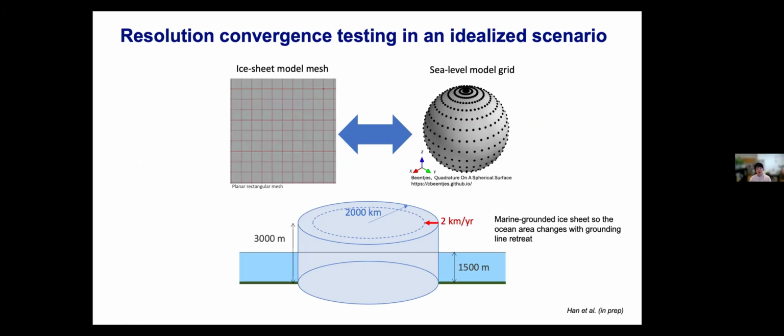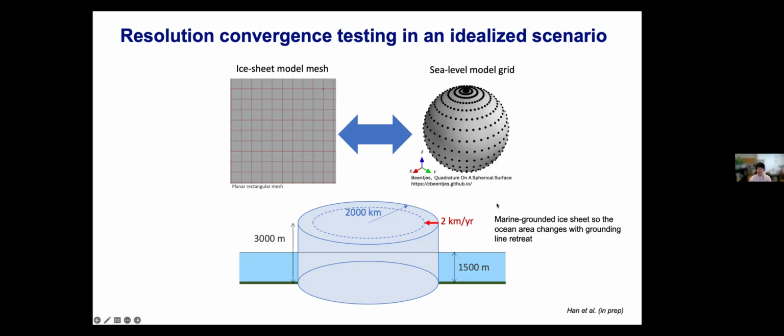Before applying this coupled model to the ESMIP-6 protocol, we wanted to do a resolution convergence test for model verification. So we created a planar ice sheet model mesh with varying sizes, and the sea level model grid is represented here as a Gauss-Legendre grid, where you have the same distance over different latitudes, but the distance between your grid points along each latitude gets closer and closer, because the circumference gets smaller and smaller as you go towards the pole.